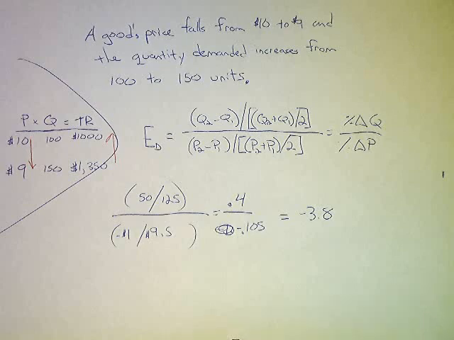And if we come back to our original prompt and look at that, it should be pretty obvious. Here we go from $10 down to $9. It's a $1 change in price, and the quantity jumps from 100 all the way up to 150 units. So that also confirms the idea that this is an elastic good.